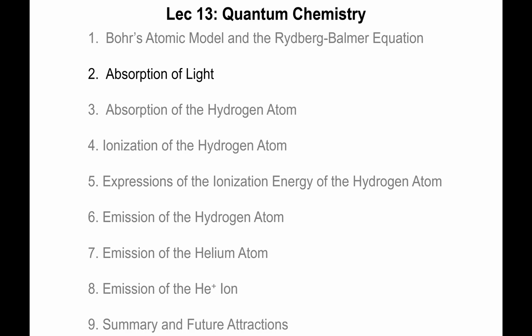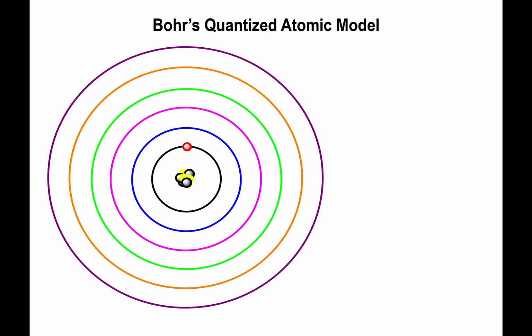Okay, so let's talk about the absorption of light. Based on the Rutherford-Balmer equation, what we now interpret as the interaction of the electron to the nucleus is that of an orbiting electron that can basically orbit the nucleus via different levels.